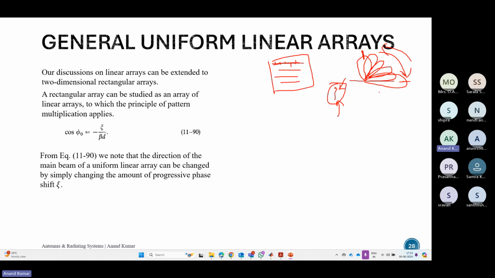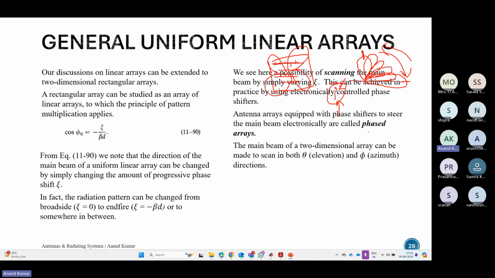So this is a very useful thing. And if we had a 2D array like this, we could scan this region in 3 dimensions. This implies that we can have phased arrays, and we can also have scanning. And since psi is a function of theta and phi, by varying theta and phi in 2 dimensions, we can scan in both elevation and azimuth directions.